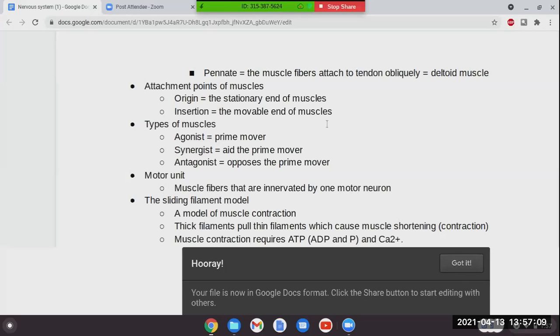Chromebook gets stuck. Okay. So the origin is the stationary end of muscles and the insertion is the movable end of the muscles. And we have three different types of muscles. We have the agonist, the synergist, and the antagonist.